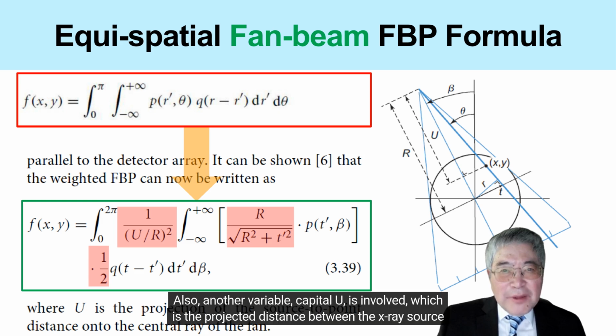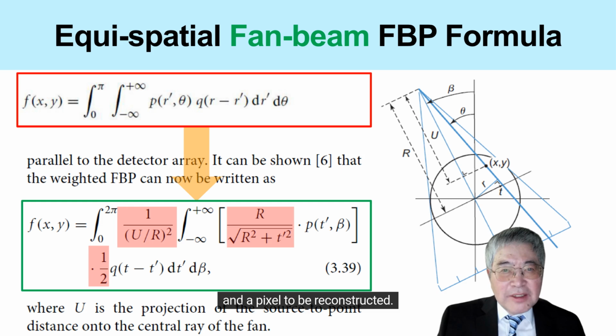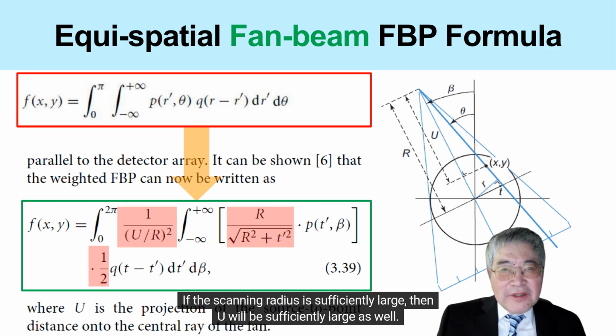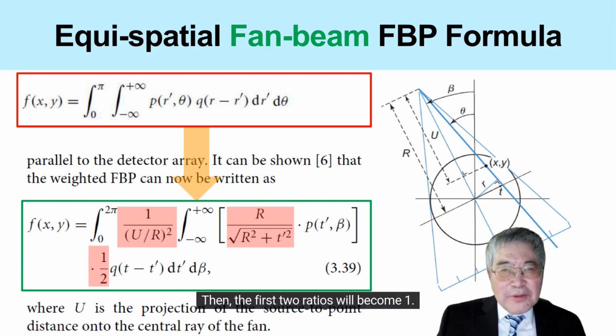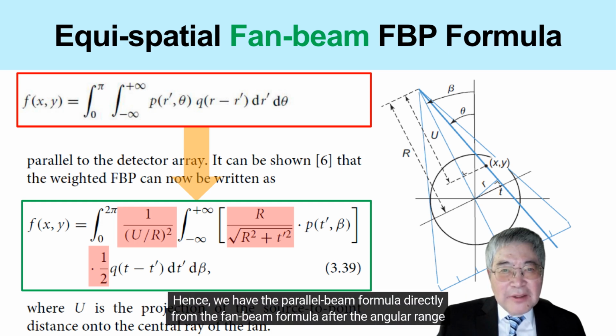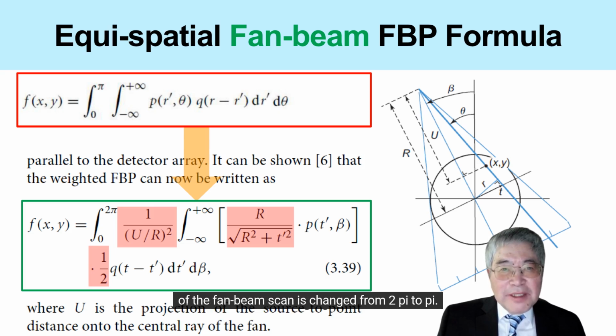Also, another variable, capital U, is involved, which is the projected distance between the X-ray source and a pixel to be reconstructed. If the scanning radius is sufficiently large, then U will be sufficiently large as well. Then the first two ratios will become 1. Hence, we have the parallel beam formula directly from the fan beam formula after the angular range of the fan beam scan is changed from 2 pi to pi.